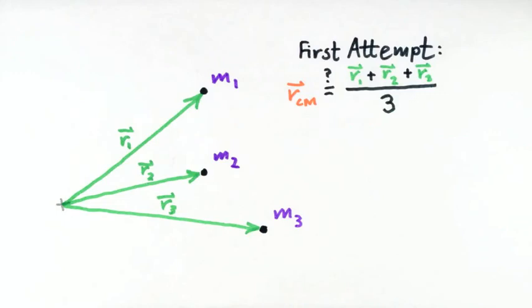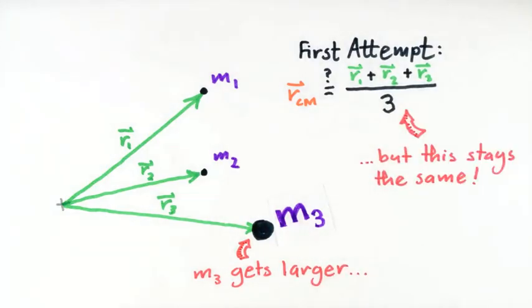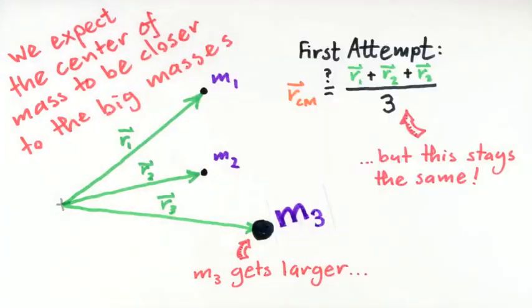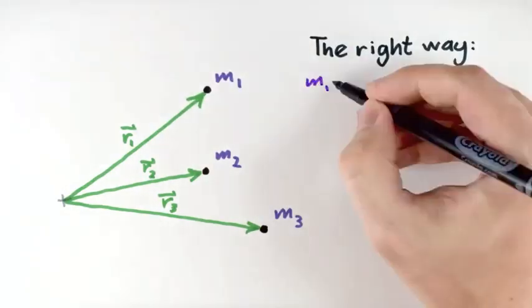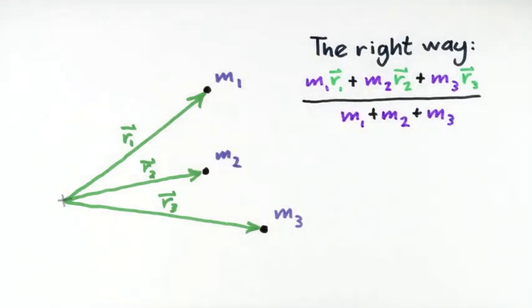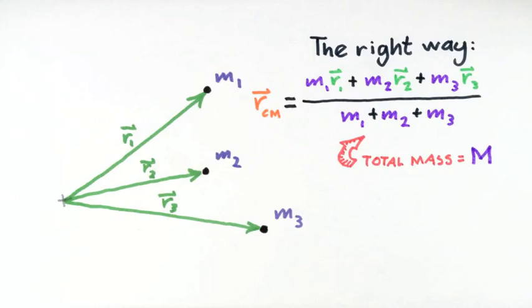If we keep the locations fixed but change the masses, the average wouldn't change. This doesn't seem right. We would intuitively expect that the positions of the big masses should count more in the average than the positions of small masses. So here's a way to fix this. Take the position vector of each point mass and multiply it by the mass, and then add up all these terms, and after that, divide by the total mass. The result is what we call the center of mass.